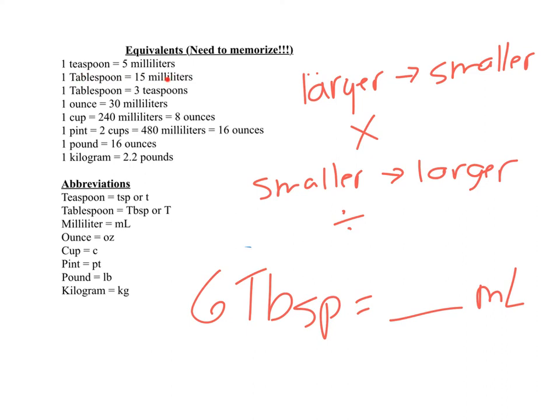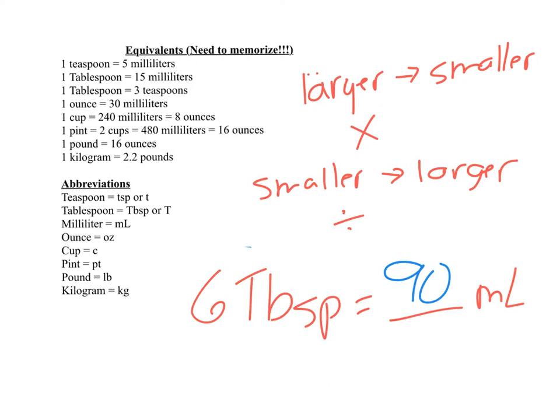Of the 2, tablespoons must be larger since 15 of those milliliters fit into that 1 tablespoon. So therefore, tablespoons are bigger than milliliters. In this question, it's going from tablespoons to milliliters, so this is a larger to smaller. So we would simply take 6 times 15, and that means 6 tablespoons is 90 milliliters. Okay, hope you guys are feeling okay with these.